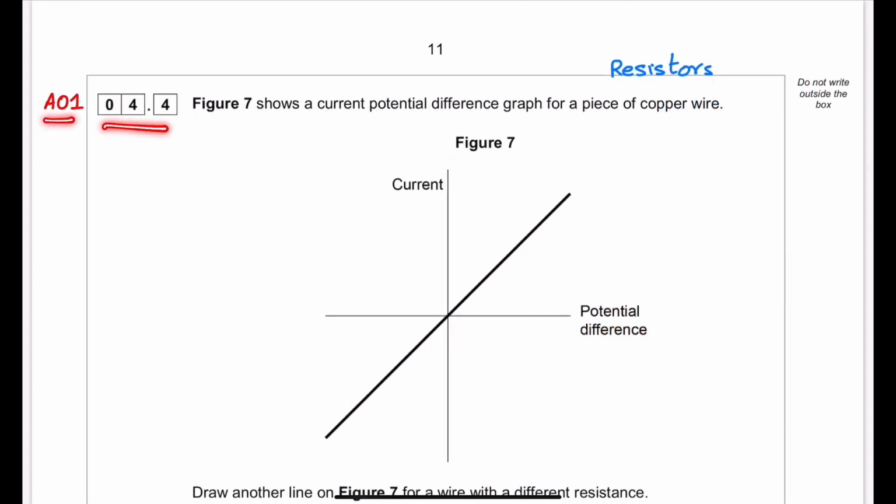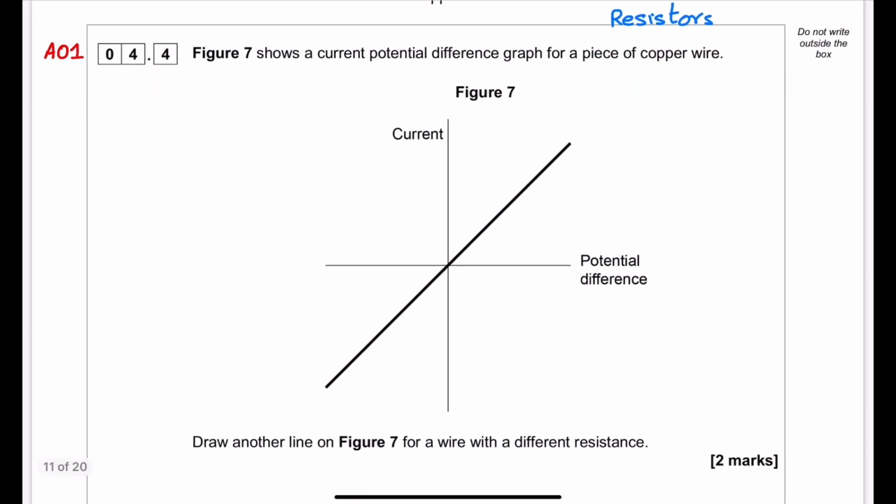Four point four is an AO1 question. Figure number 7 shows a current potential difference graph of a piece of copper wire. This question is from the topic of resistors. Draw another line on the figure number 7 of a wire with a different resistance. So it is a wire, so definitely it is a straight graph passing through the origin. That straight line the student can use, it can be above or it can be below the given line in the figure number 7.